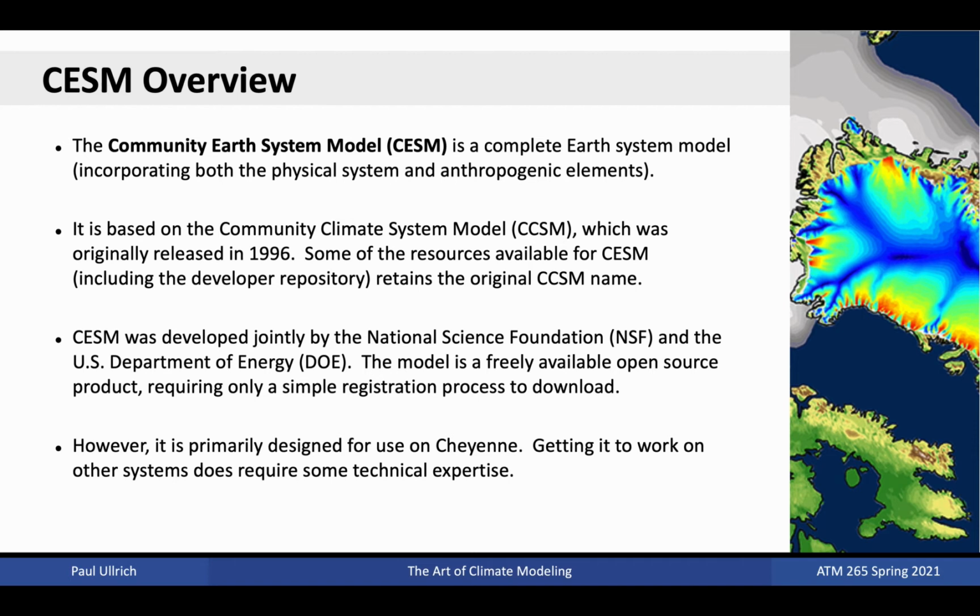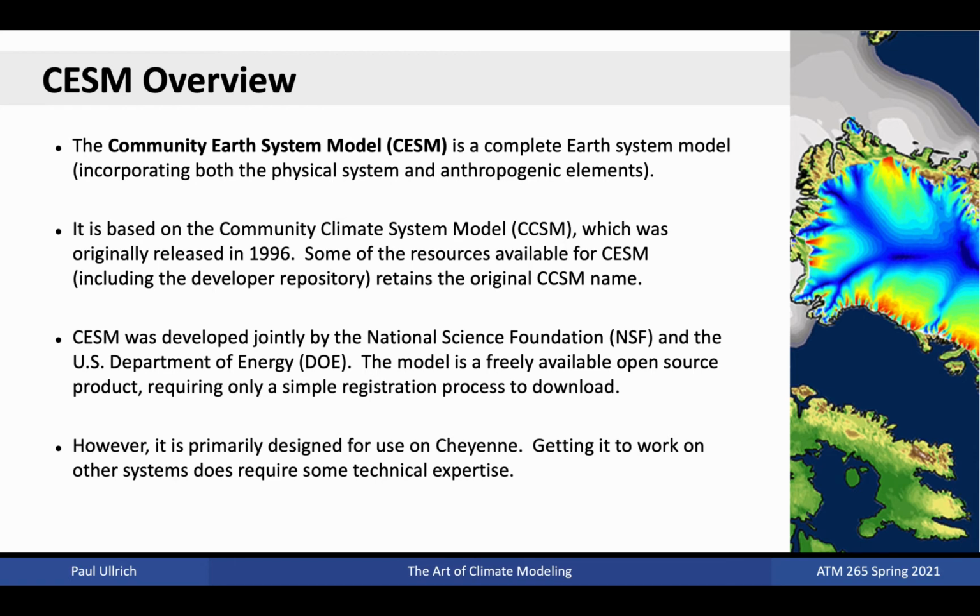CESM was developed jointly by the National Science Foundation and the U.S. Department of Energy, with some support from the National Aeronautics and Space Administration, or NASA. This model is open-sourced and freely available online via a simple registration process. However, CESM does require some technical expertise and data files, which make executing the model away from the Cheyenne supercomputing system sometimes difficult.